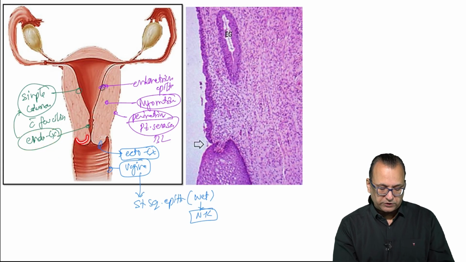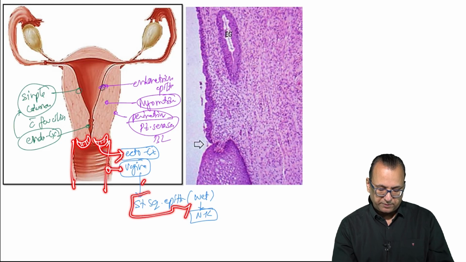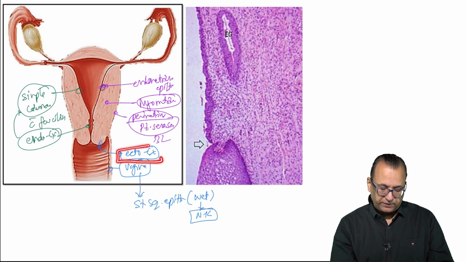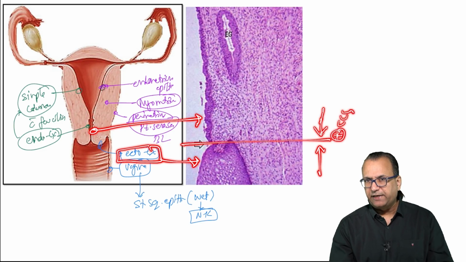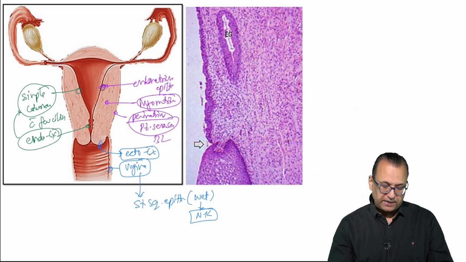But if you talk about the ectocervix, which is projecting towards the vagina, it will have the same epithelium as the vagina. So, what are both having? Maybe it is ectocervix or vagina, they have stratified squamous epithelium which is wet and non-keratinized. You see, this ectocervix is shown here and endocervix is shown here. There is a squamocolumnar junction, and that is important because it is always prone to metaplasia, which can change into dysplasia and cancer, CA cervix.